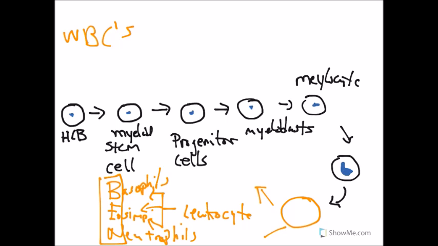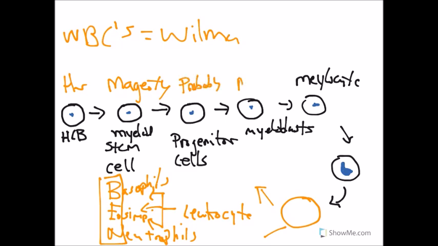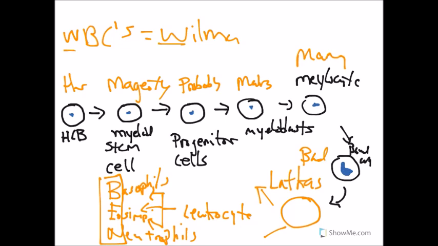And what we'll see, a little mnemonic that I use here, is since it's WBCs, we'll say this is Wilma. Wilma, Her Majesty, probably makes many. And then, of course, band cell. I almost forgot to write band cell. Many bad latkes. I know it's silly. Wilma, WBC, Her Majesty probably makes many bad latkes.